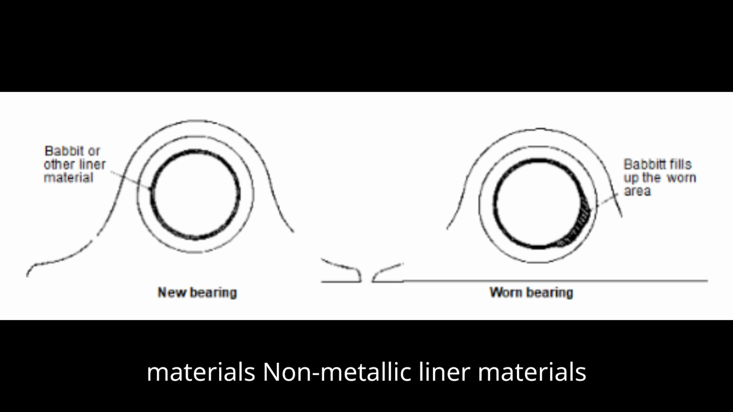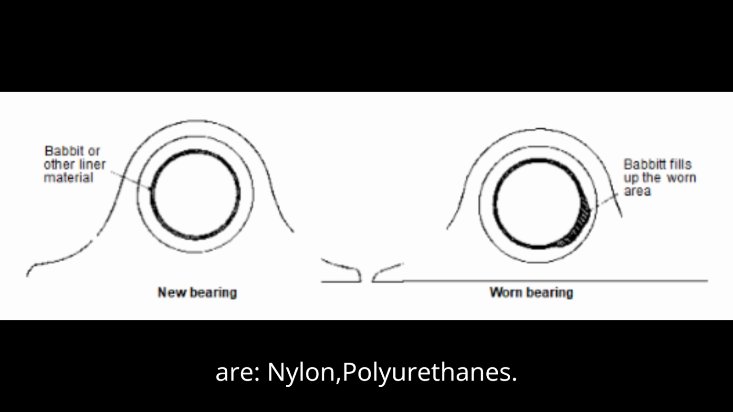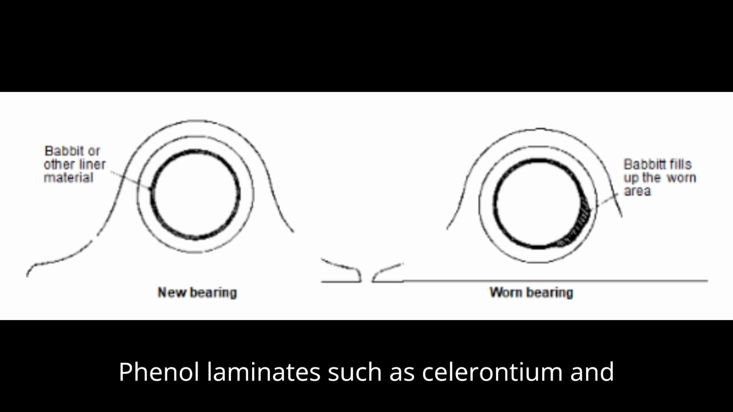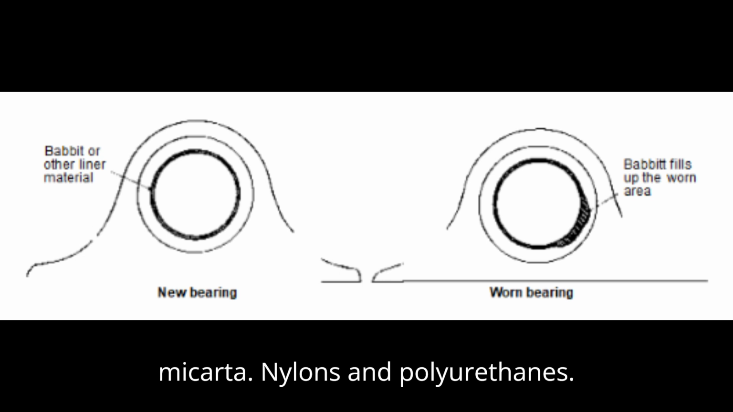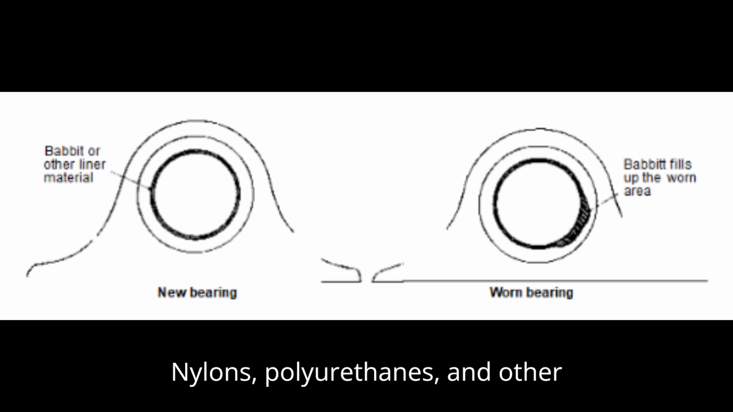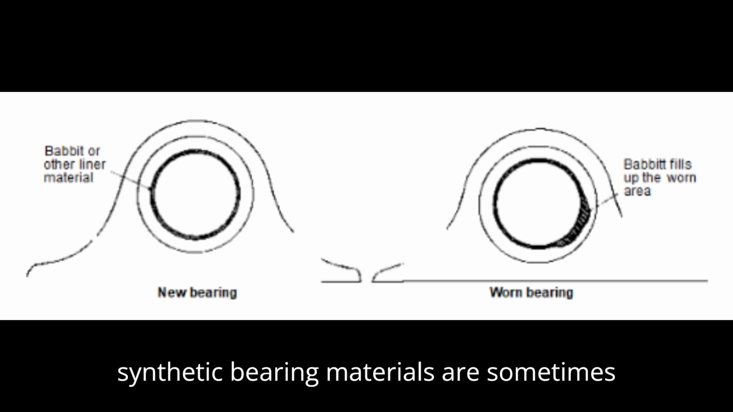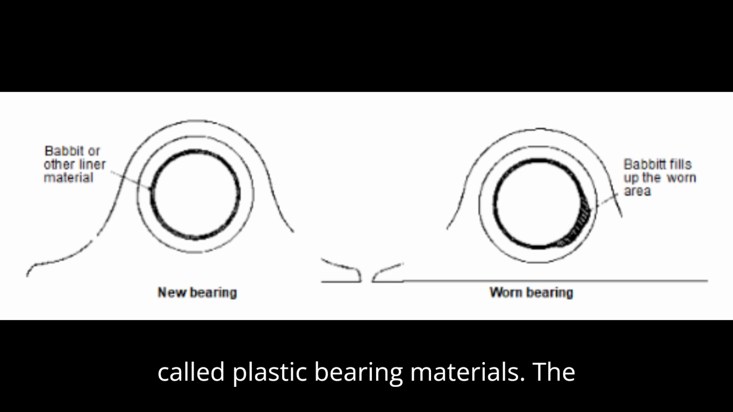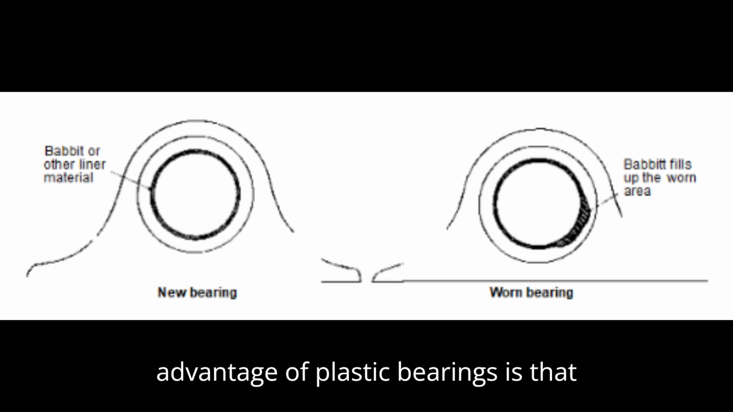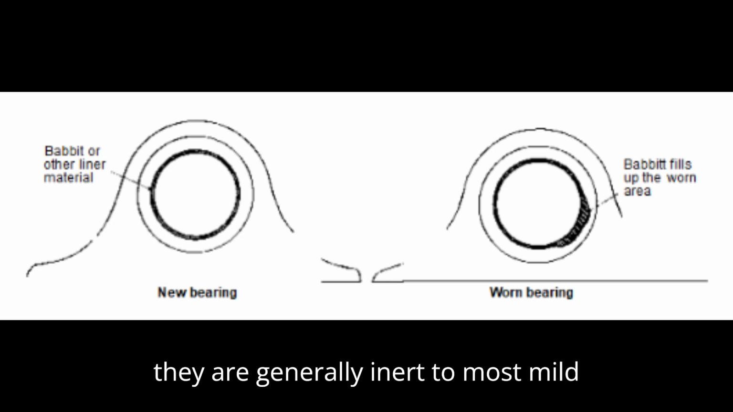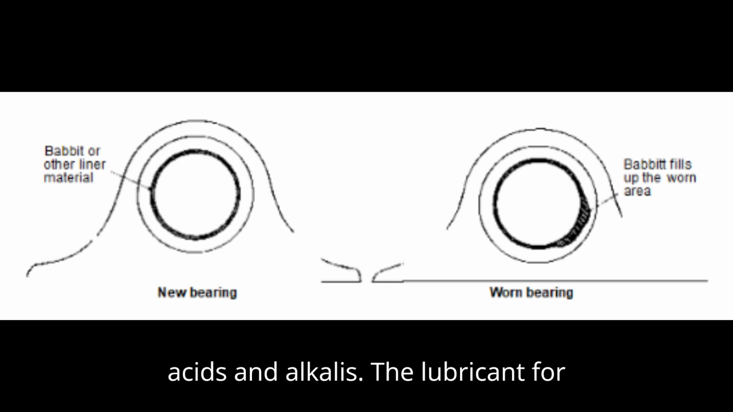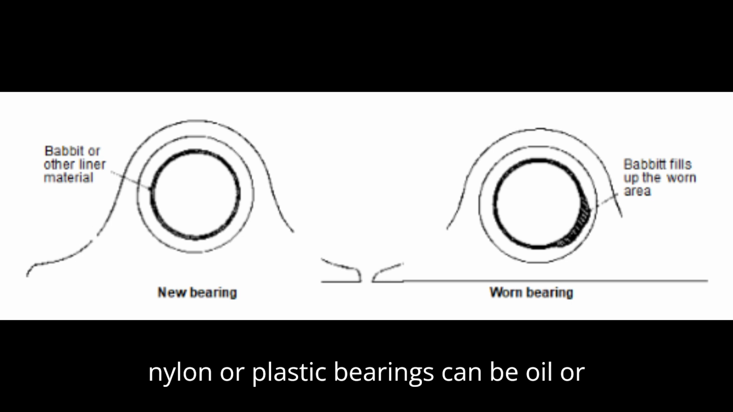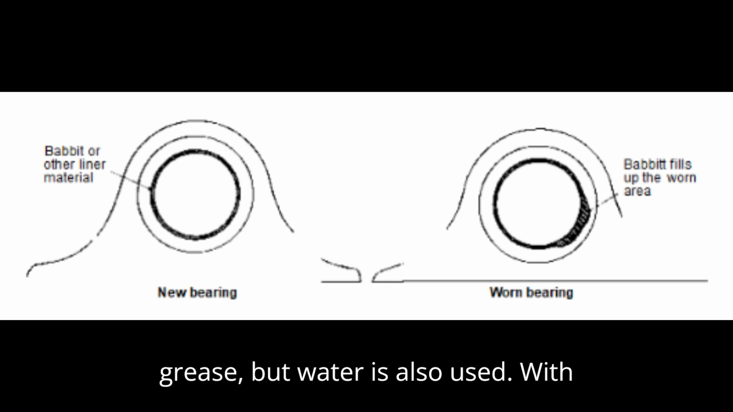Non-metallic liner materials. Non-metallic liner materials are nylon, polyurethanes, and phenol laminates such as Celeron-TM and Micarta. Nylons, polyurethanes, and other synthetic bearing materials are sometimes called plastic bearing materials. The advantage of plastic bearings is that they are generally inert to most mild acids and alkalis. The lubricant for nylon or plastic bearings can be oil or grease, but water is also used.